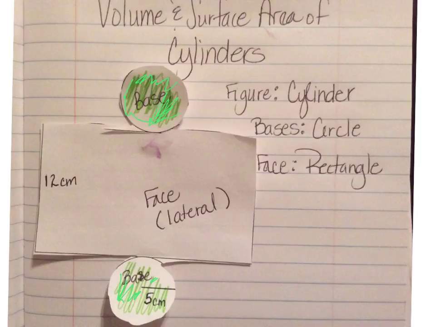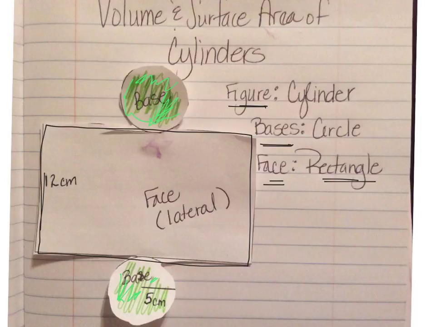So make sure you write this down. The figure that we're talking about is a cylinder. The bases are circles, and the face is a rectangle. If you notice right here, this face is a rectangle, and it's also considered the lateral. Faces are also considered laterals, meaning the sides.